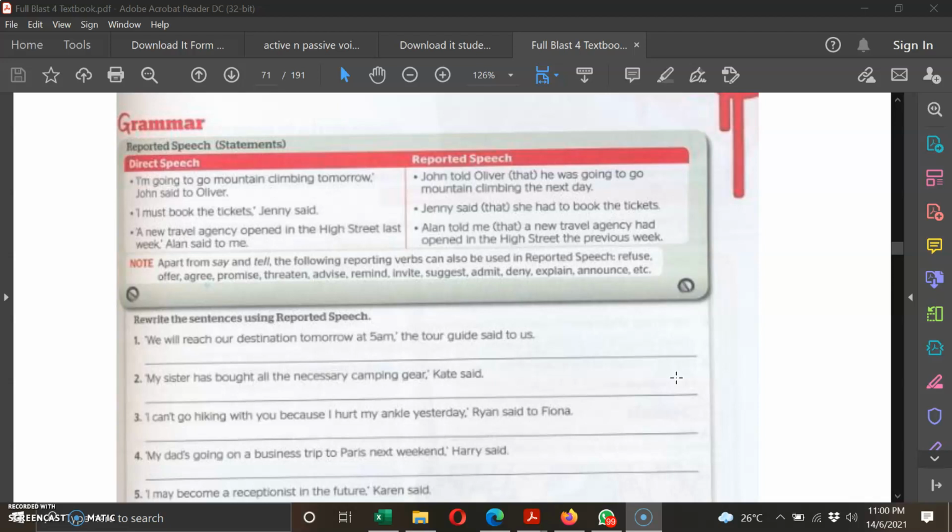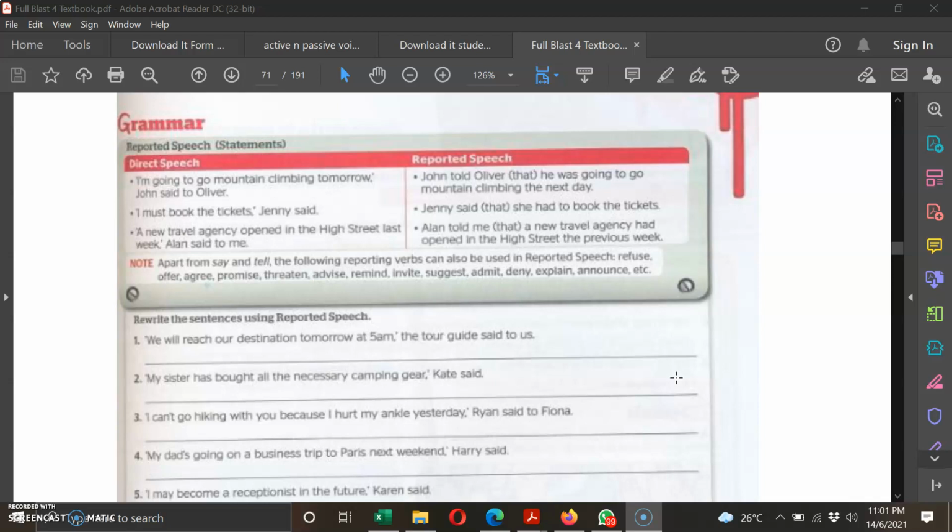So we have two sections: direct speech, cakap ajuk, and reported speech, cakap pindah. Let's take a look at the examples given here for direct speech on your left. I'm going to go mountain climbing tomorrow, John said to Oliver. So here, when you want to form a reported speech, you need to change some of the words in the dialogue in the inverted commas. So make sure that you write in a reported speech or cakap pindah.